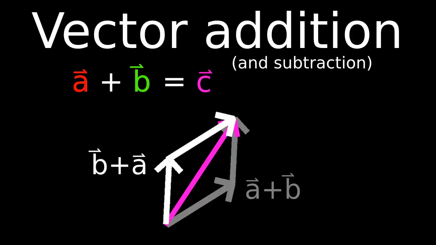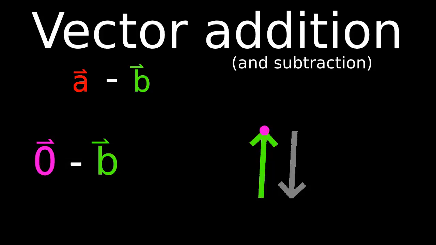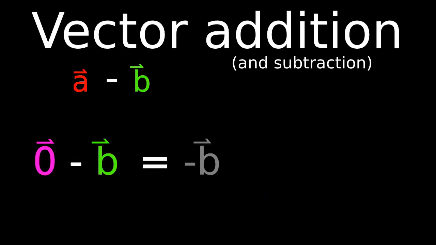Let's look at a special case of vector subtraction, the 0 vector minus another vector. Same as before, we put the tips of the two together and draw the result from the base of the first to the base of the second. You'll notice that in this case, the result is the same as b, but it's pointing in the opposite direction. Since the 0 vector minus a vector is the same thing as the negative of that vector, this gives us a good way to visualize the negative of a vector.